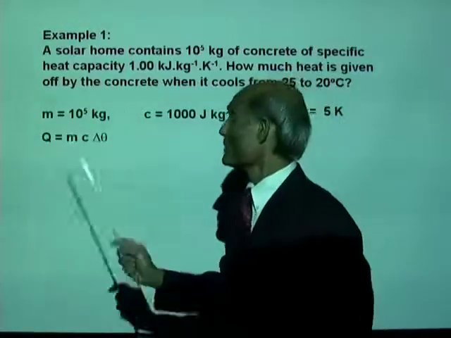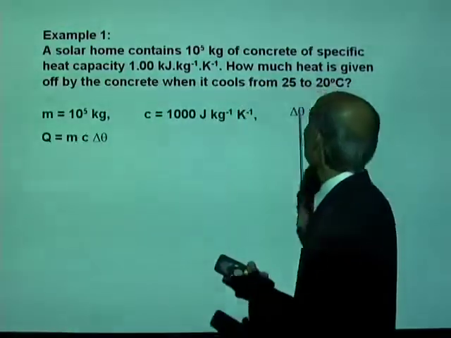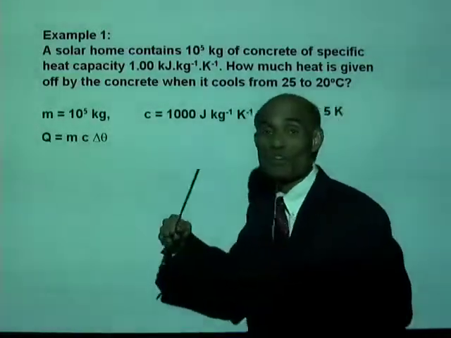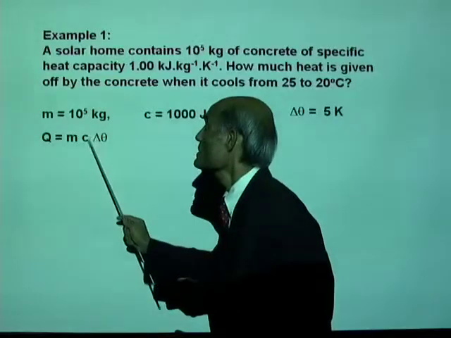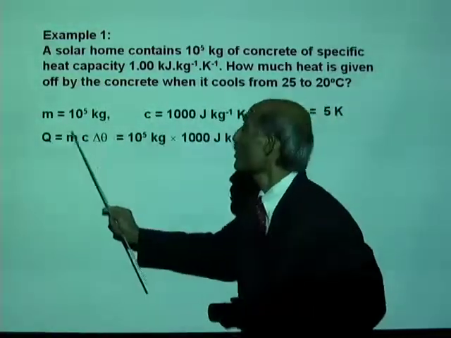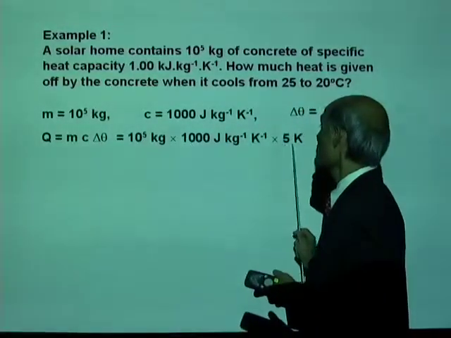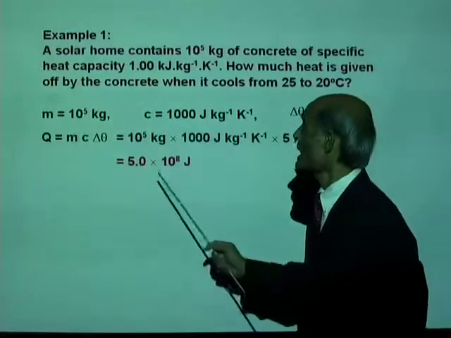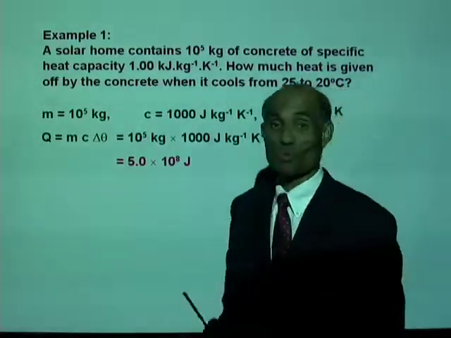Okay. The quantity of heat absorbed in order to achieve a change in temperature is mass times specific heat times change in temperature. We know all those values. Mass times specific heat times change in temperature, and that is 5 times 10^8 joules.